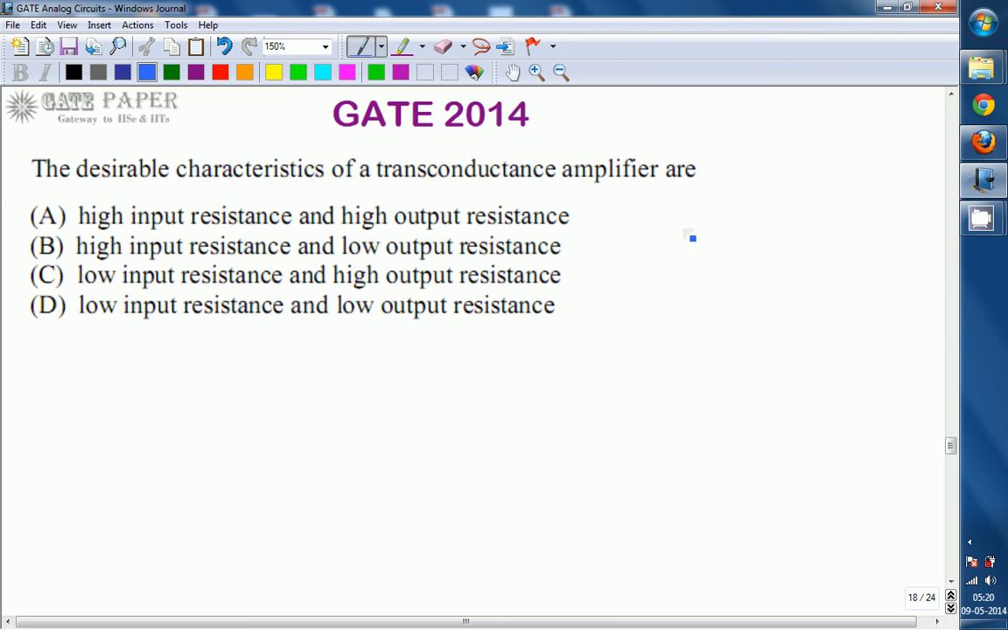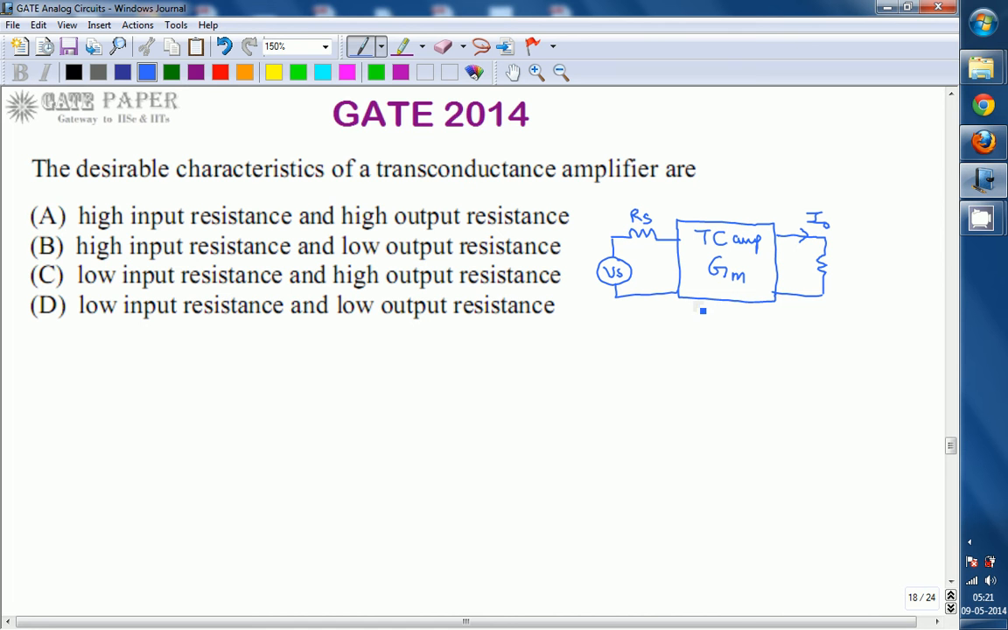So this is what a transconductance amplifier is. Assume a transconductance amplifier which has a gain of GM. The purpose of the transconductance amplifier is that it must produce an output current which is proportional to the input voltage applied. The input voltage applied is the source voltage Vs, which has some internal resistance Rs.